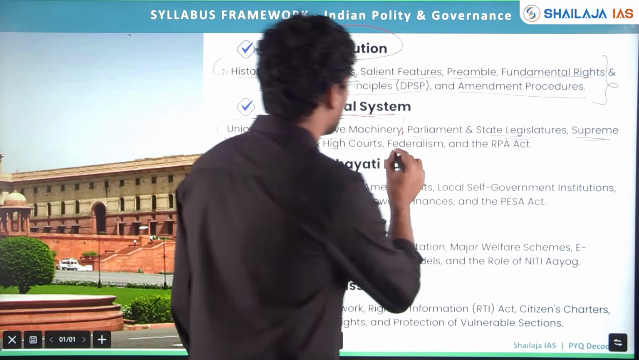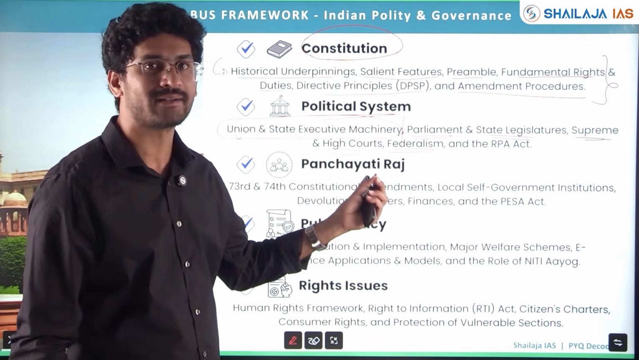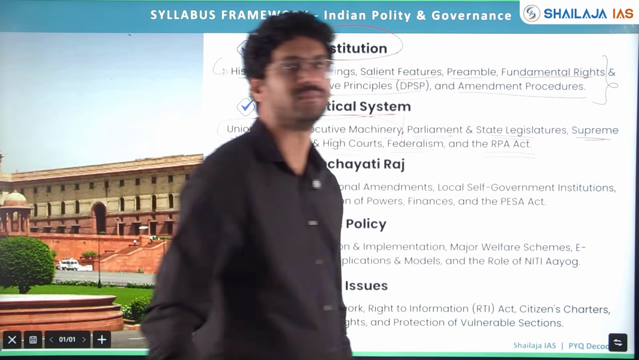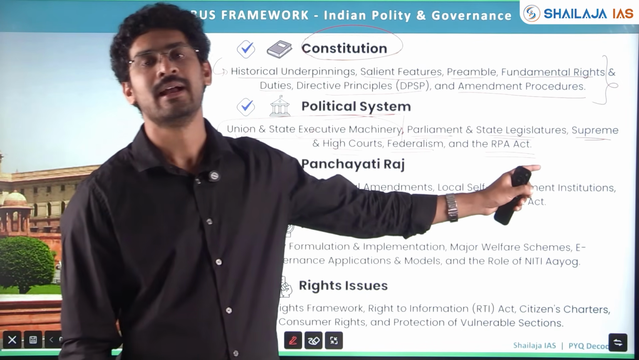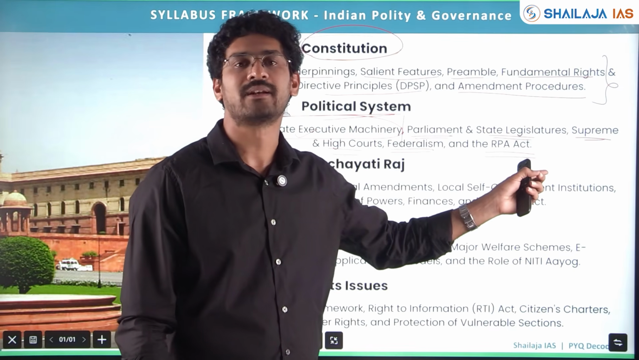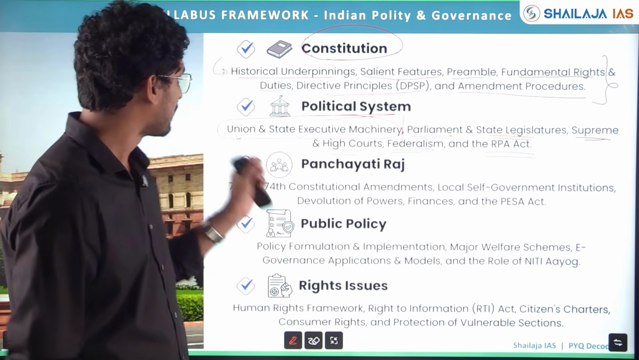And you also have to understand the federalism in the political system, how it acts, and RP Act, Representation of People Acts, 1950 and 1951. Repeatedly, once in 2 or 3 years, questions are coming from that, and themes related to RP Act. Clear?